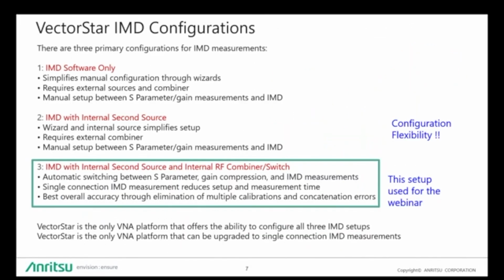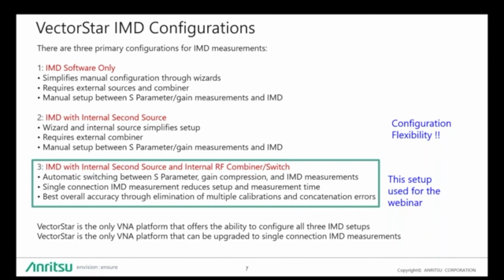As far as the VectorStar is concerned, we have 3 options to carry out IMD measurements. The first option is using only the IMDView software, which requires external sources such as 2 signal generators and an external combiner also. The second option is where you have both sources originating from the VectorStar VNA itself, but you have an external combiner, so the tones are combined externally.